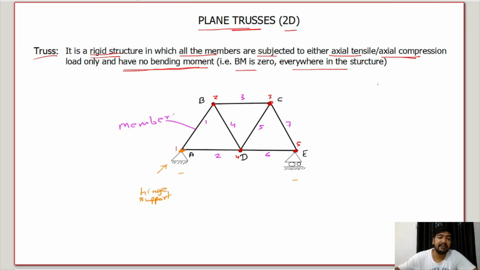Why? Because it's having the pin joint at the support. So it has 2 reactions at this point. I told you in the first lecture that whenever we see a hinge joint or hinge, it has 2 reactions, one vertical and one horizontal, right? Let's see the second one.